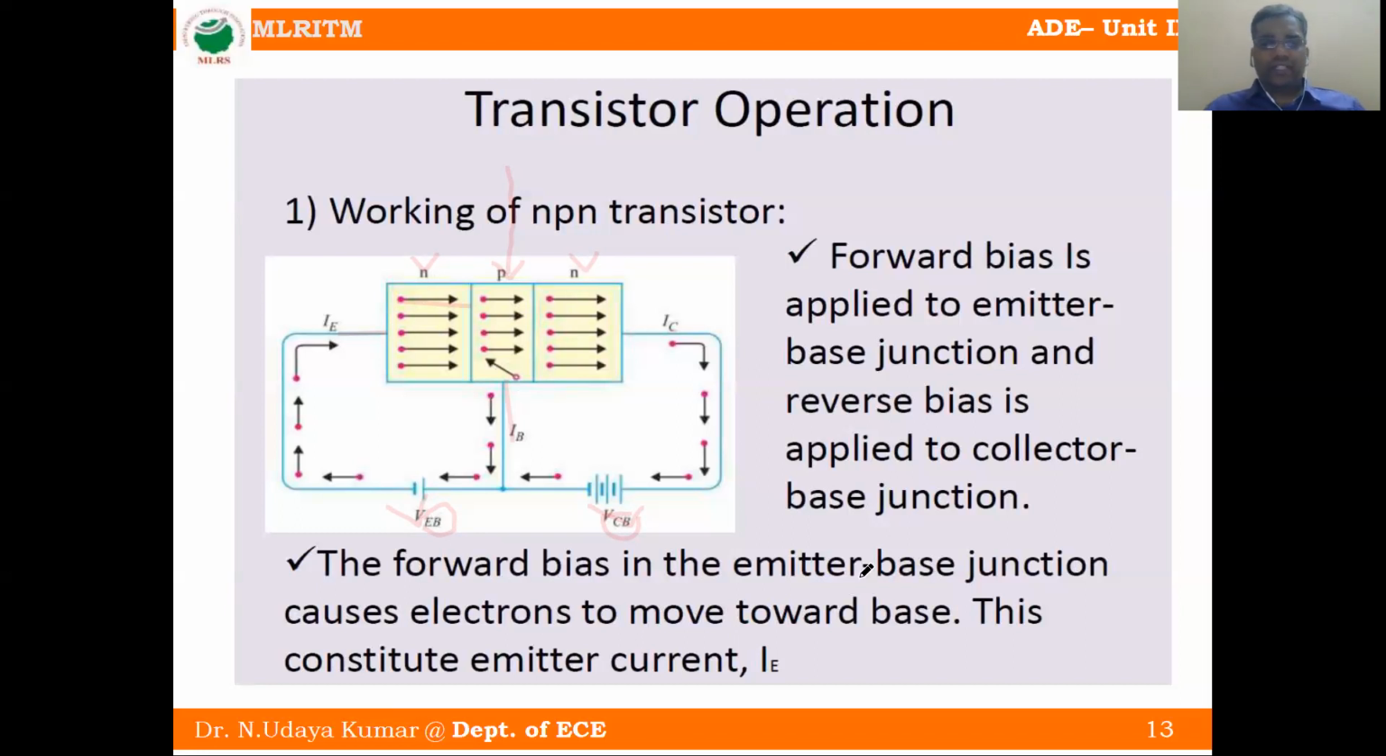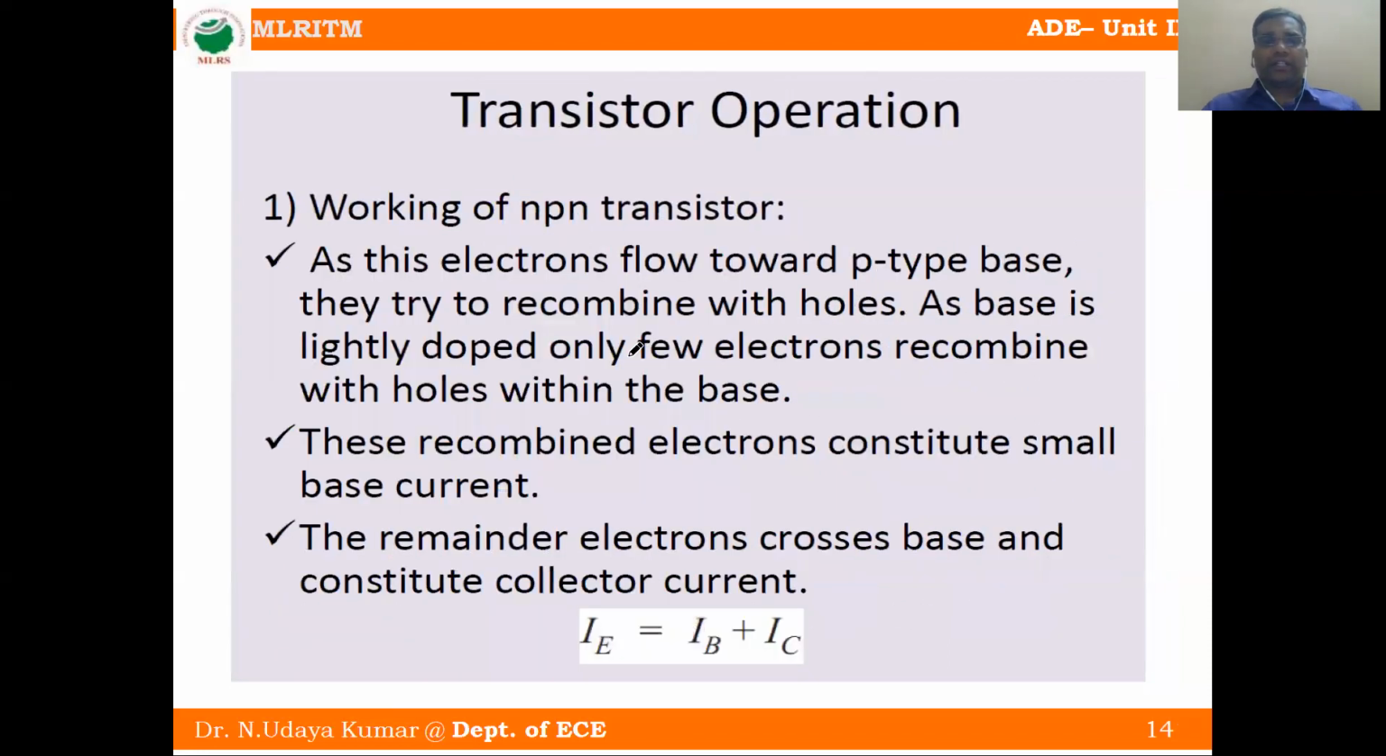So this is the thing. A forward bias in the emitter base junction causes electrons to move towards the base. This constitutes the emitter current. These electrons combine in the base, which constitutes the base current, and the remaining electrons move towards the second junction; we call it IC, the collector current. Okay.